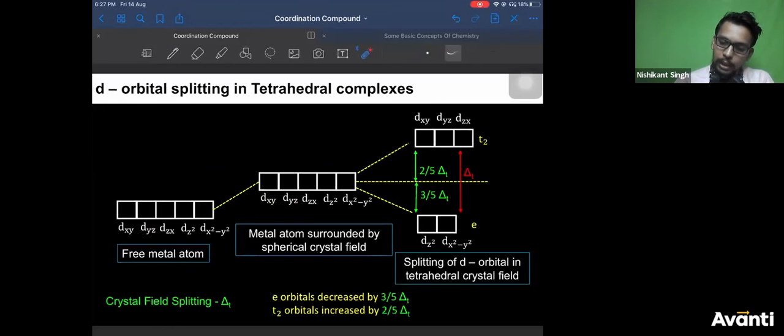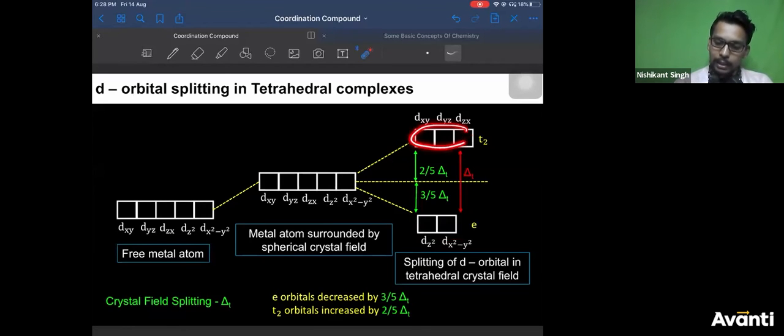The t2g set of orbitals was lying lower in energy. Now they are lying higher in energy. eg was lying higher in energy, now it is lying lower in energy. Correct? Rest everything is the same. What else is the change? There you used to say it is delta O, O for octahedral. Here it is delta T. T stands for tetrahedral. Correct?